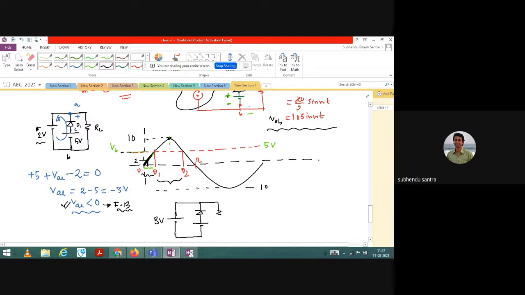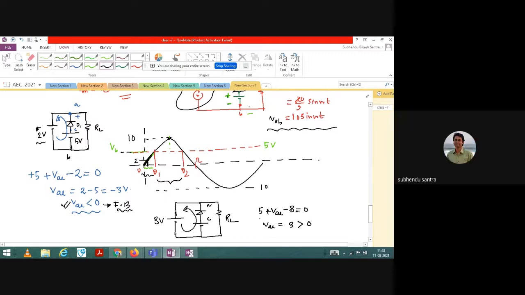And I have a load resistance RL. Now can you tell me what this voltage will be? This is VAC. What can I write? I can write 5 volt plus VAC minus 8 equal to 0. VAC equal to 3 volt.